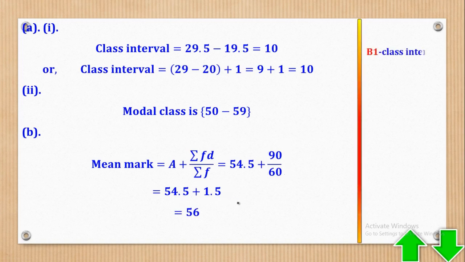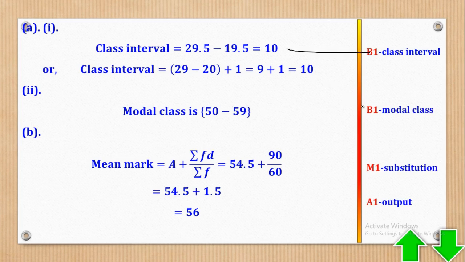So before we go to part C of a histogram, let's see how marks can be awarded for this part. B1 for class interval, B1 for model class, B1 for substituting the formula, and A1 for output. So that has been part A and part B. Now let's go to part C.